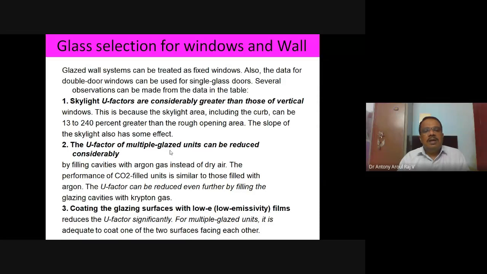So like with carbon dioxide, you can fill it. You have to fill a gas with low thermal conductivity. You can use krypton gas also, and coating of low emissivity films. That also you have seen, which will be reducing the U factor significantly.